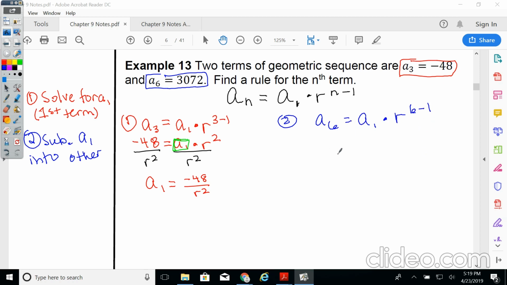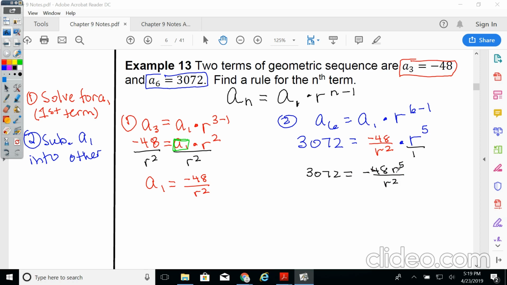And then substituting and simplifying, a6 is 3072. For a1, I want to plug in what I have over here, so negative 48 over r squared, and I'm going to multiply that by r to the 5th. This is like a fraction: if I do top times top, bottom times bottom, 3072 equals negative 48 r to the 5th over r squared.